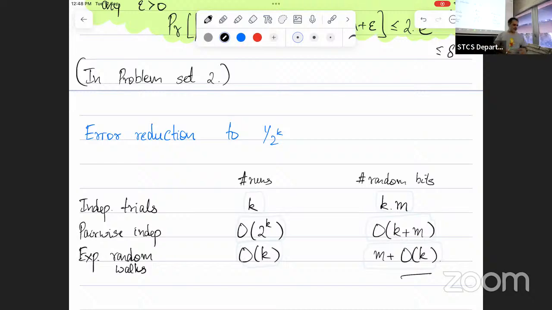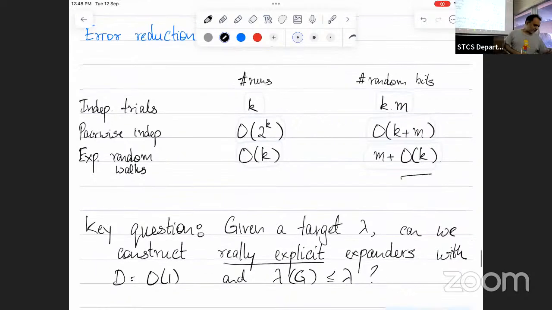And so an important thing that we want to get a sense of is, suppose you care about a target lambda. Like you want an expander where the lambda is something like 0.01. And in addition, you also want to construct really, really explicit expanders, because notice that in all of the applications that we were talking about, it's an expander on {0,1}^m. So it's on exponentially many vertices.